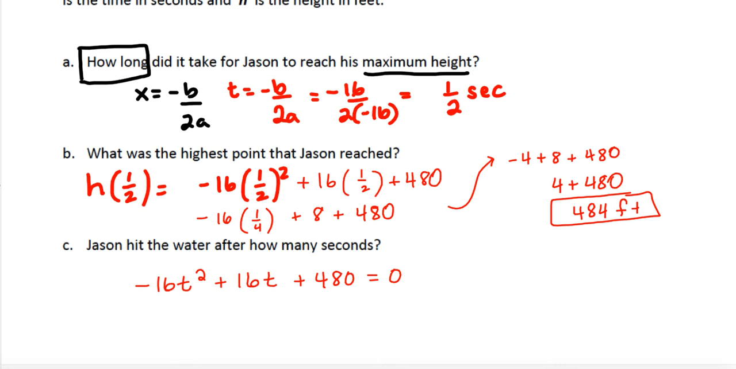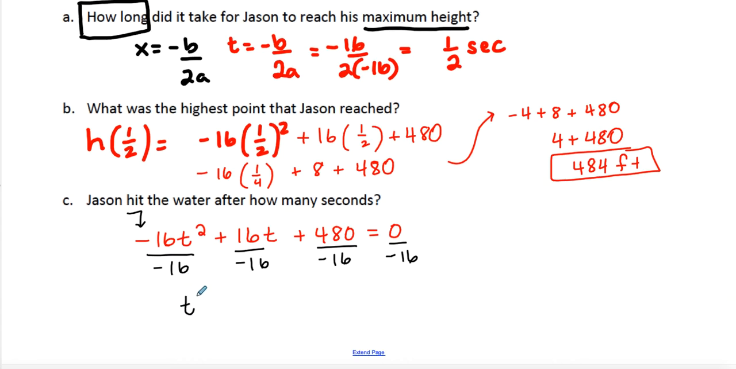All right, I always like to try and factor if I can first, but I don't like to factor if the a term is negative. So I noticed that all of these are divisible by 16, so I decided to simplify the equation by dividing every term by negative 16. That's going to give me t squared minus t minus 30 equals 0. Wow, I love this because I can see already that this is something I can factor. We always want to try to factor if we can first.